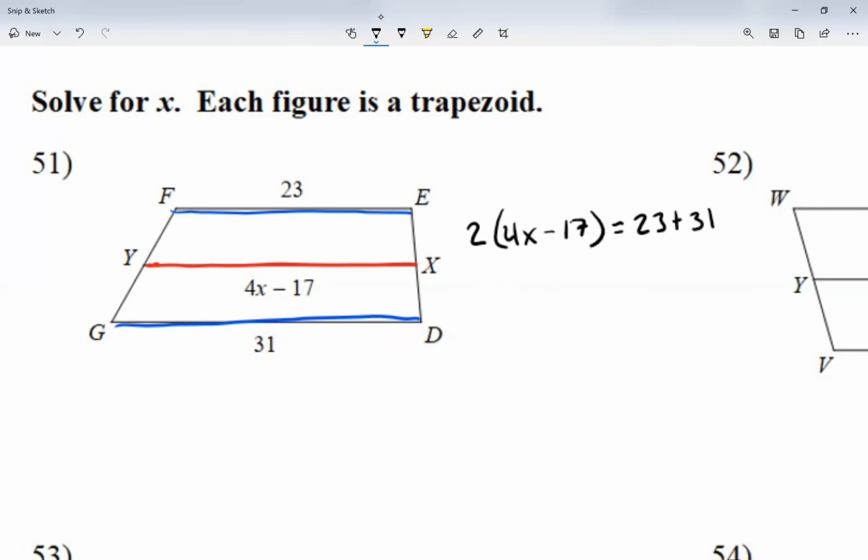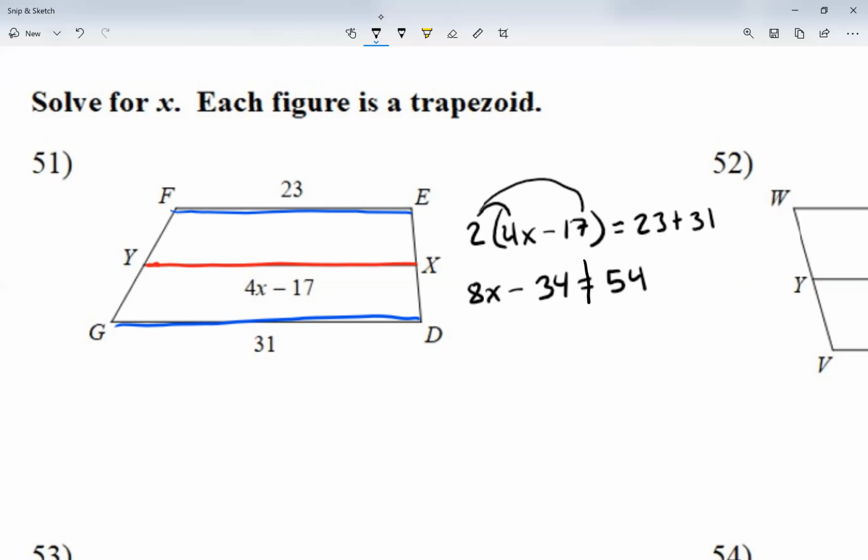All right, let me get rid of parentheses. Let me distribute the 2. 2 times 4x and 2 times 17. So I got 8x minus 34 equals, now on the right side, 23 plus 31, I think I can just call that 54. A little bit easier. 23 plus 31, we know that's 54. Okay, so I have 8x minus 34 equals 54.